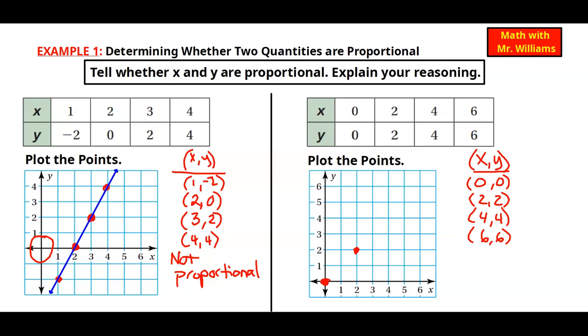The third one, we have 4, 4. So we move right to the 4 and up 4. And lastly, we have 6, 6. So we start at the origin, move right 6, and up 6. Let's go ahead and connect those. And we see that it does form a line, and it does go through the origin. Those are the two key factors for something to be proportional. So this is proportional.